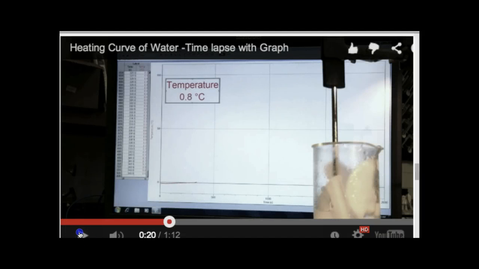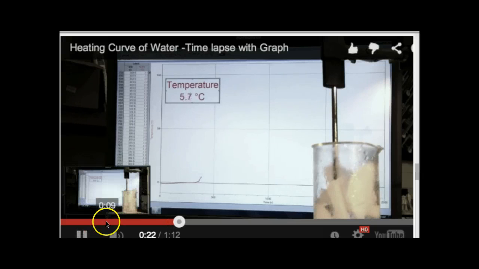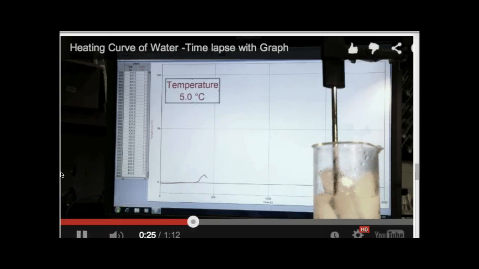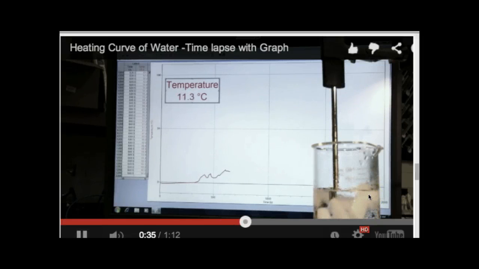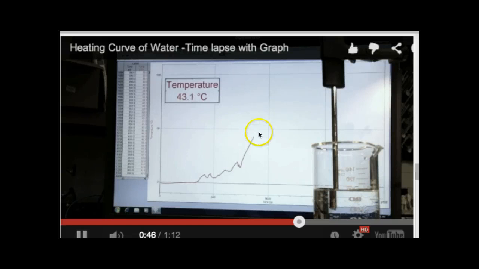What you're seeing is a time-lapse video, so it's going to go quickly, something that actually took 20 minutes to occur. The temperature is predominantly staying the same over time, because if you look in here, there's still ice remaining, and it's turning to water, you can see more and more water and less ice. Once all of the ice disappears, look at what happens to the temperature.